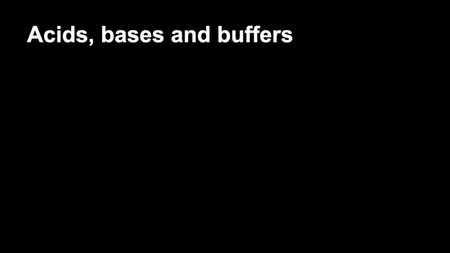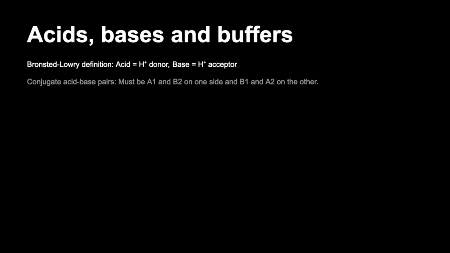Next topic we'll look at is acids, bases and buffers. So first of all, the Bronsted-Lowry definitions. An acid is a proton donor, a base is a proton acceptor. Conjugate acid-base pairs: there must be an acid and a base on each side of the equation, and there must be one from each of the pairs.